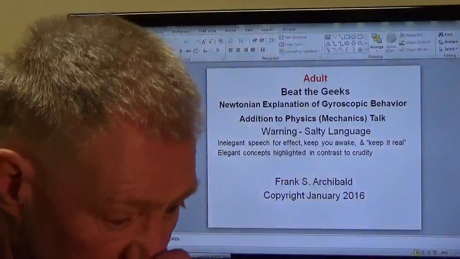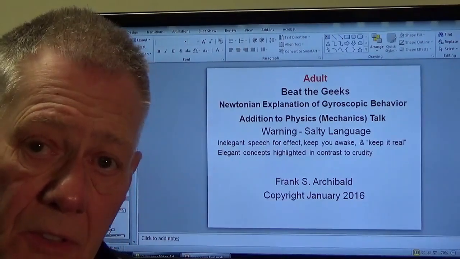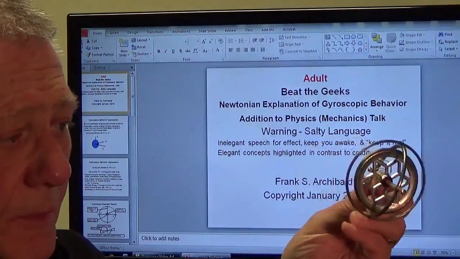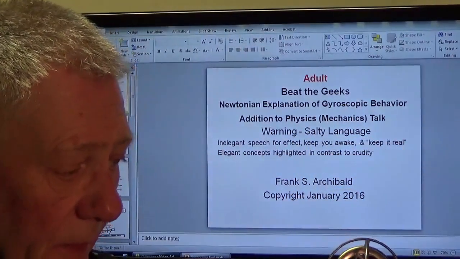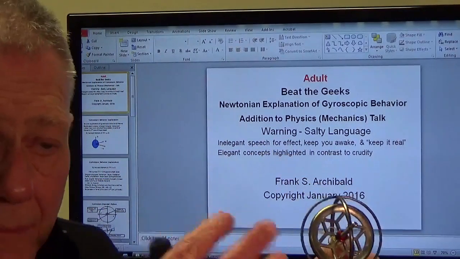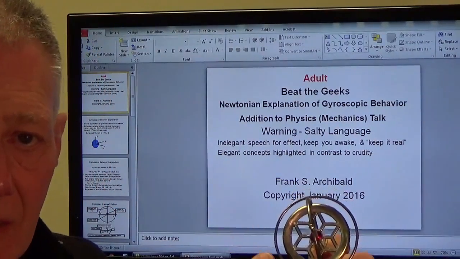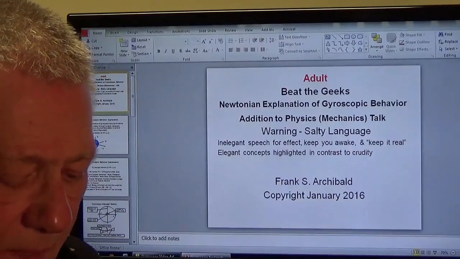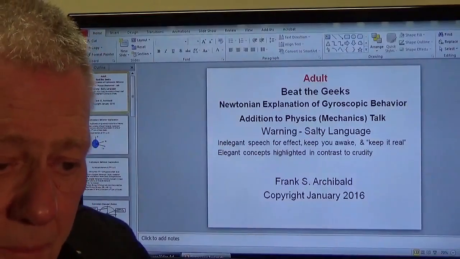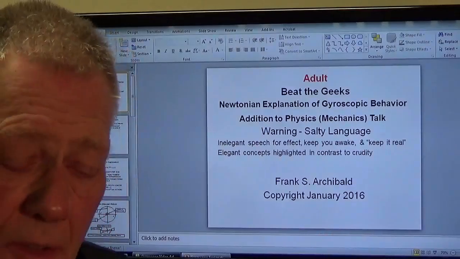This lecture, or talk, has to do with explanation of a gyroscope, gyroscopic motion. And you've all seen this sort of toy gyroscope. The explanations that are posted on the internet, when you look up gyroscope, explain it in terms of momentum vectors and the motions and those sorts of things. But they don't explain it in terms of Newton's laws of motion, and the property of inertia of a mass.